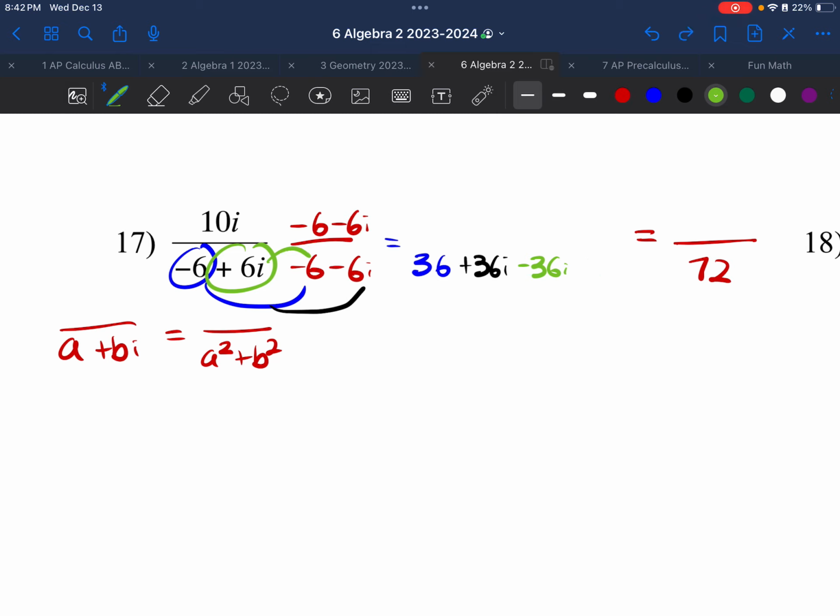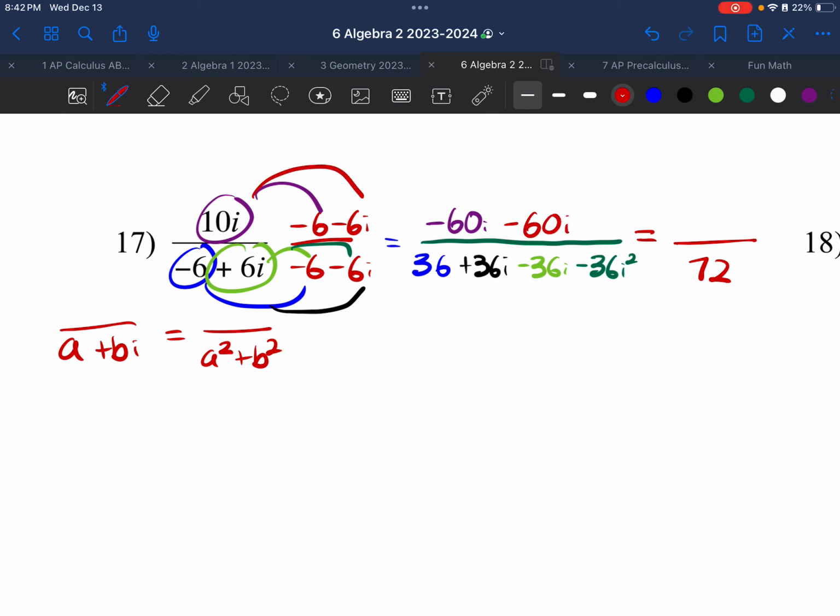Let me change that back to a different color like this. Minus 36i squared. In the numerator, I also have to distribute. I have a 10i that's being distributed, using a different color, to a negative 6, which is a negative 60i, and multiplying a 10i times this negative 6i gives me a negative 60i squared.